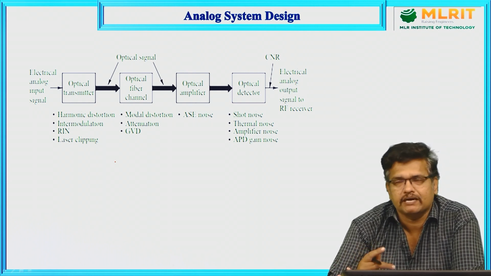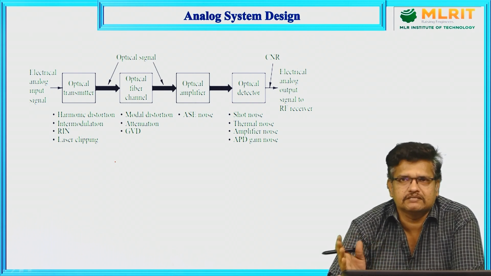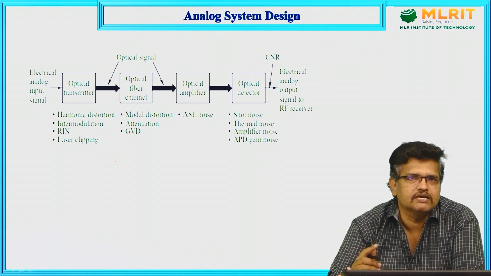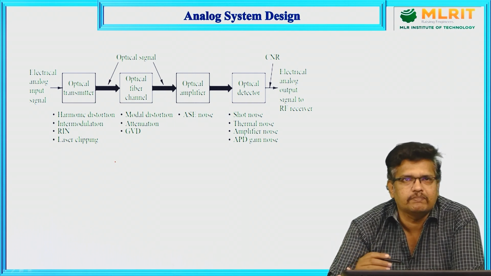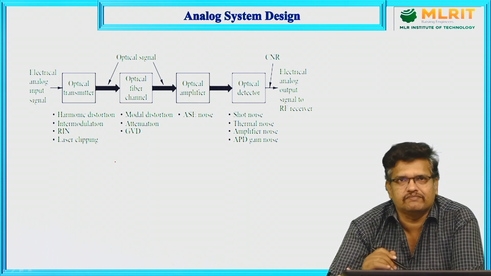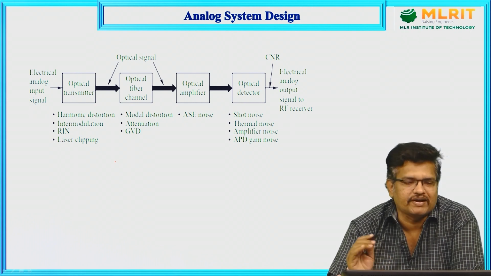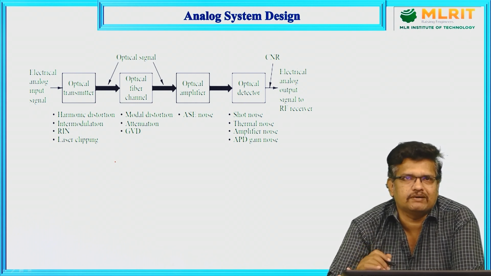Some clipping also happens here, because some clipping occurs in the laser light signal. Okay, so these are the problems on the optical transmitter side. The designer has to think and minimize all these effects. Fine. Next one, the optical fiber channel.